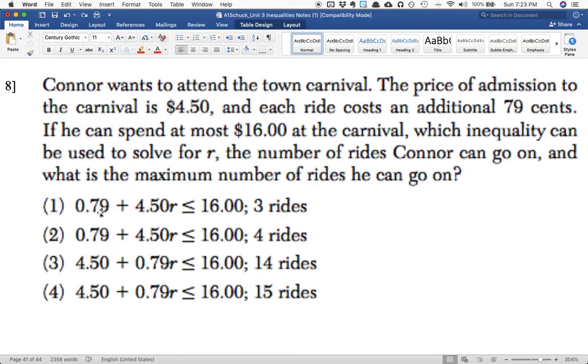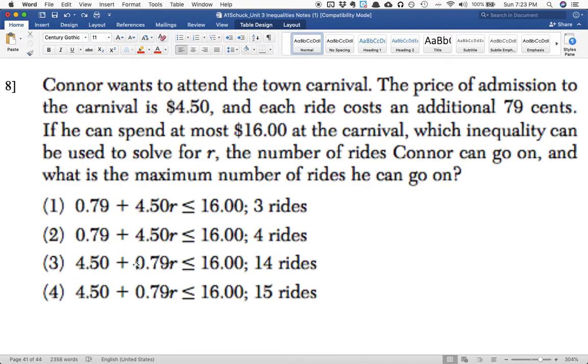And I just got to check, before I start actually trying to solve, should the 79 cents be alone, or should the $4.50 be alone? If you look at it, the price of admission is $4.50. That happens once. Then each ride is an additional 79 cents. So it looks like it's going to be 79 cents times the number of rides and the $4.50 alone. It should be 3 or 4. So I'm between those two, and now I got to see, well, can Connor go on 14 rides or 15 rides? Other than that, this is the exact same inequality.